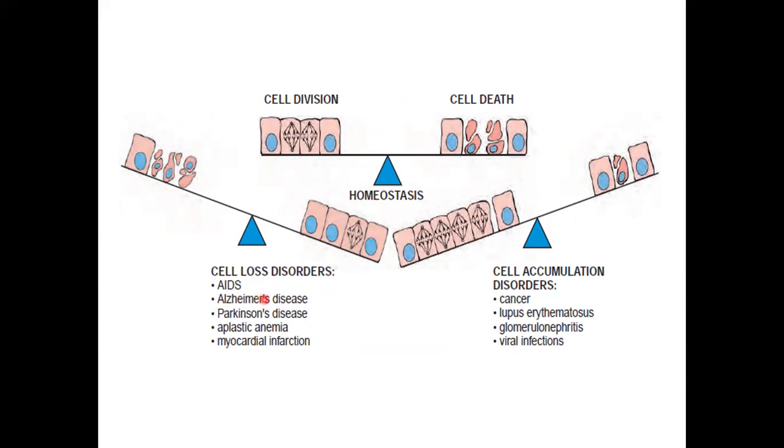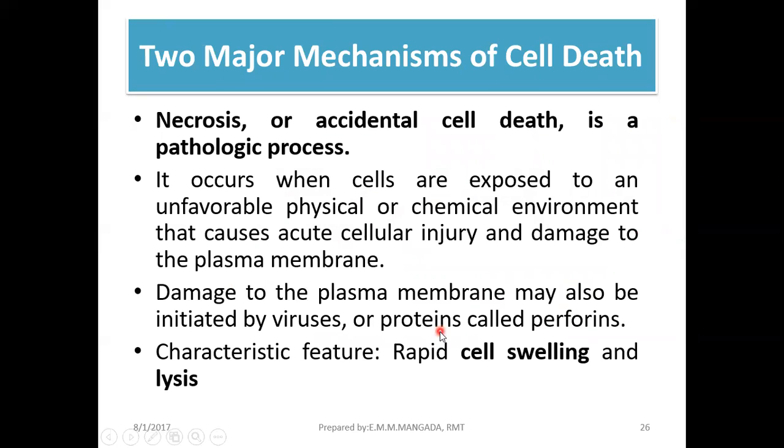That's cell loss. Cell accumulation, for example, in cancer, is increased proliferation of cells, rapid multiplication faster than the cells dying. So we get accumulation. That's why some cancers have a lump, or tumor as we call it. So, guys, for cell death, we have two major mechanisms. We have what we call necrosis, and when we say necrosis, it's something pathologic. Why? Because we also have cell death that is non-pathologic, or physiologic. So necrosis, or accidental cell death, is a pathologic process.